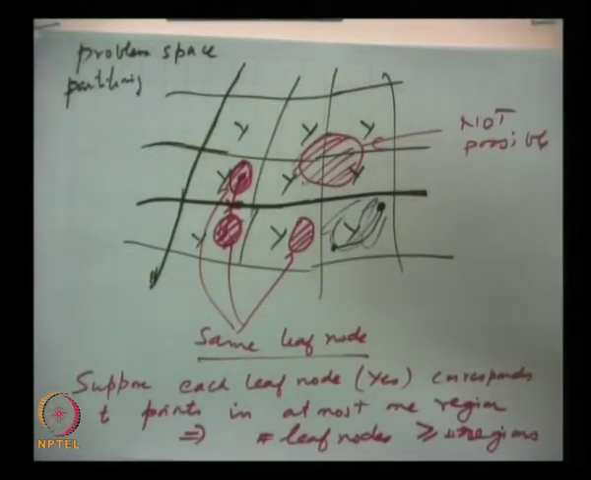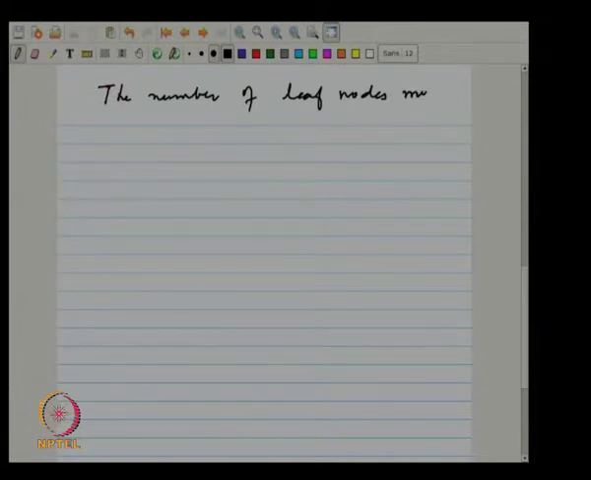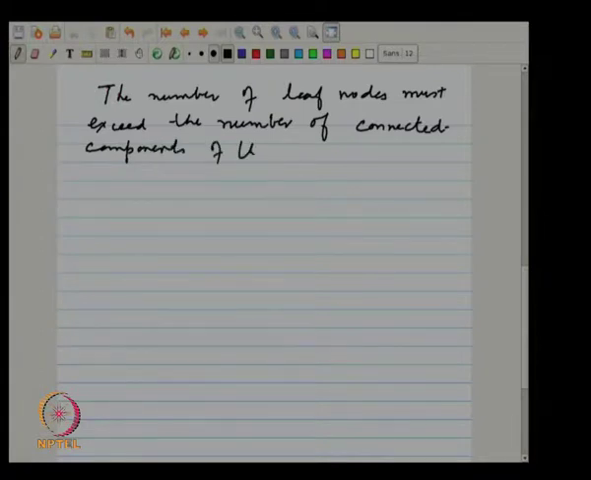Overall, if you try to capture this entire result, it basically amounts to the following: the number of leaf nodes must exceed the number of connected components of the solution space. So, the solution space has n factorial connected components.